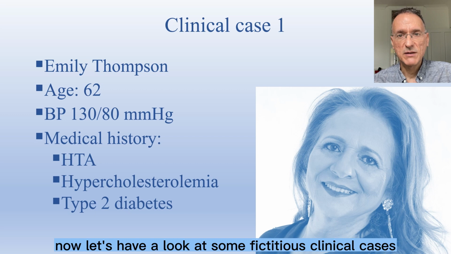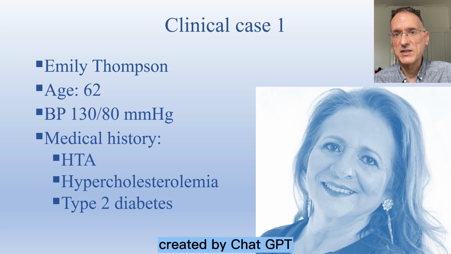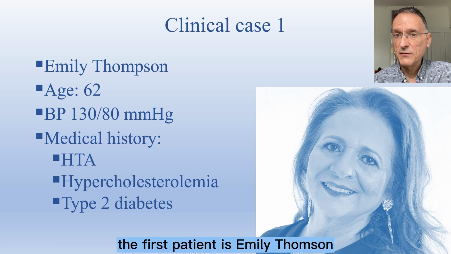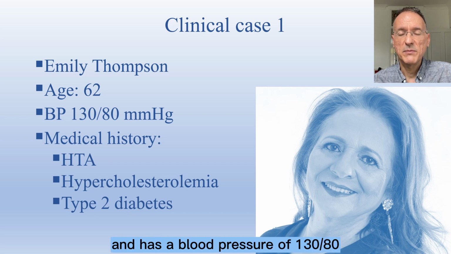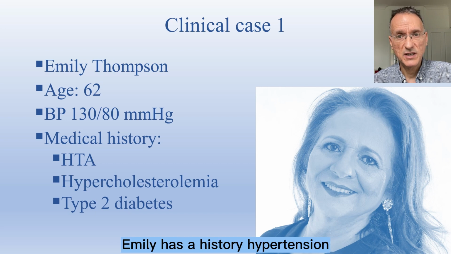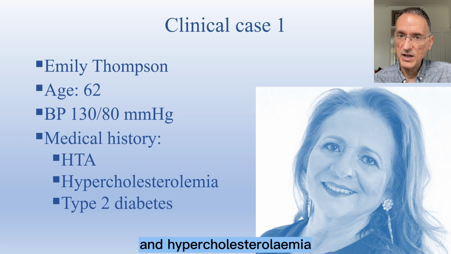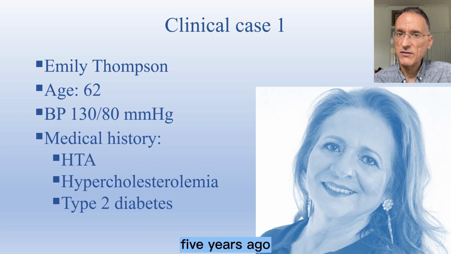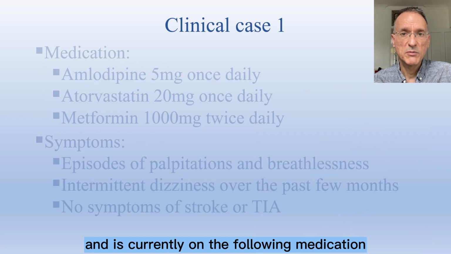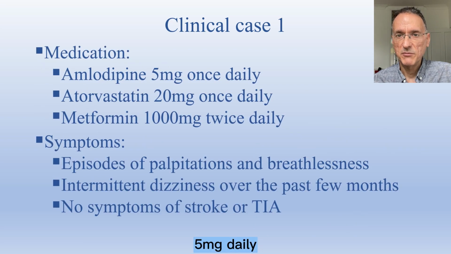Now let's have a look at some fictitious clinical cases created by Chat GPT. The first patient is Emily Thompson, who is 62 years old and has a blood pressure of 130/80. Emily has a history of hypertension and hypercholesterolemia. Additionally, Emily was diagnosed with type 2 diabetes 5 years ago and is currently on the following medication: amlodipine 5 mg daily, atorvastatin 20 mg daily, and metformin 1000 mg twice a day.